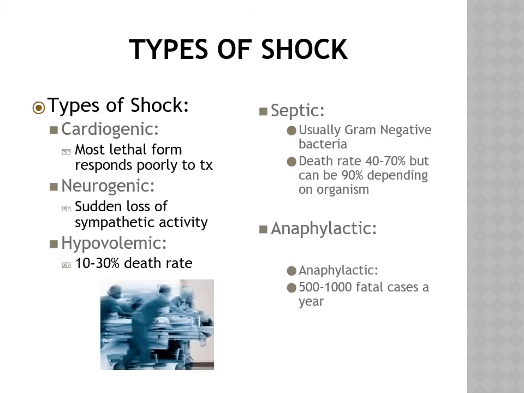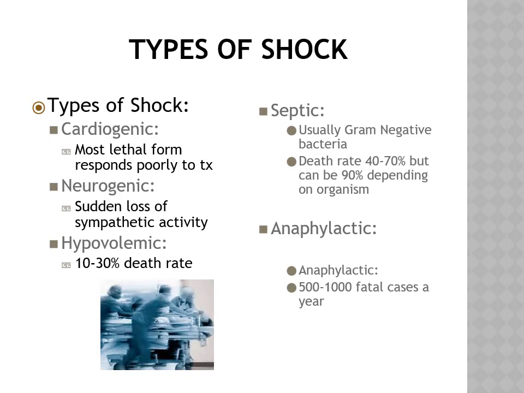Okay, so there are different types of shock. Cardiogenic would be most lethal. And this is because of a poor pump. So you can see sort of how this would have the most significant effects on the body if the pump itself is not working well. Neurogenic is a sudden loss of sympathetic activity, and this is usually as a result of accidents such as spinal cord injuries. And then hypovolemic, which is about up to 30% of the death rate.